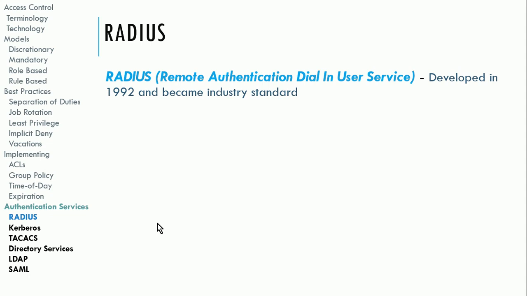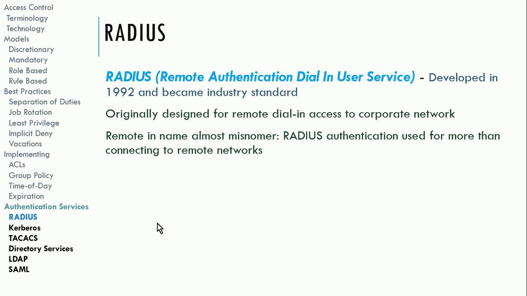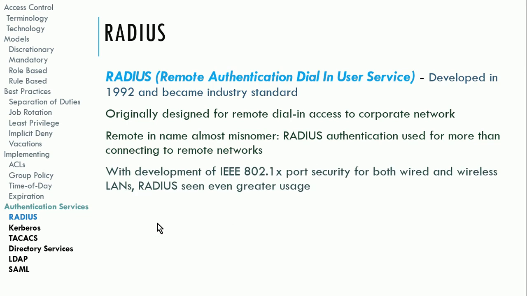So RADIUS is a pretty old technology. It's been around since the early 90s. It was kind of an industry standard for a long time, mostly used for dial-up, really, for remote access. With the development of IEEE 802.1x, port security, and I don't know if I've talked about this in the lectures in this class or not, 802.1x is basically a protocol where one of the big security problems that we used to have is if somebody walked into our physical building and jacked their laptop into a jack in the wall, then they would get a DHCP address and they'd be able to start accessing resources on the network.